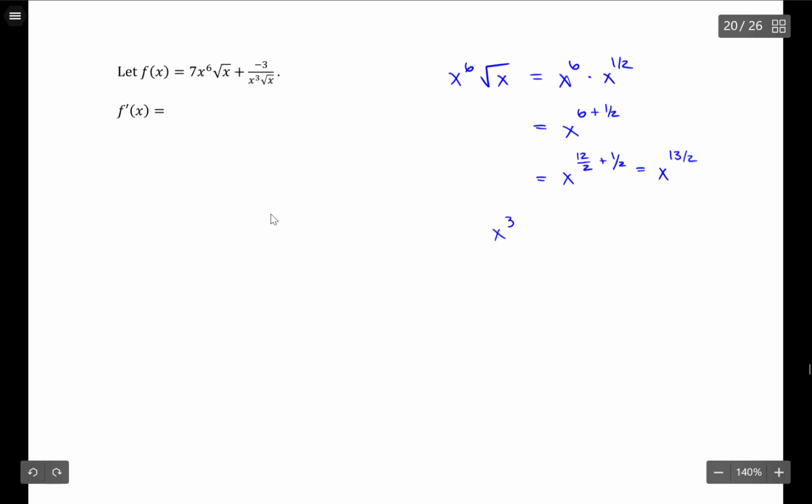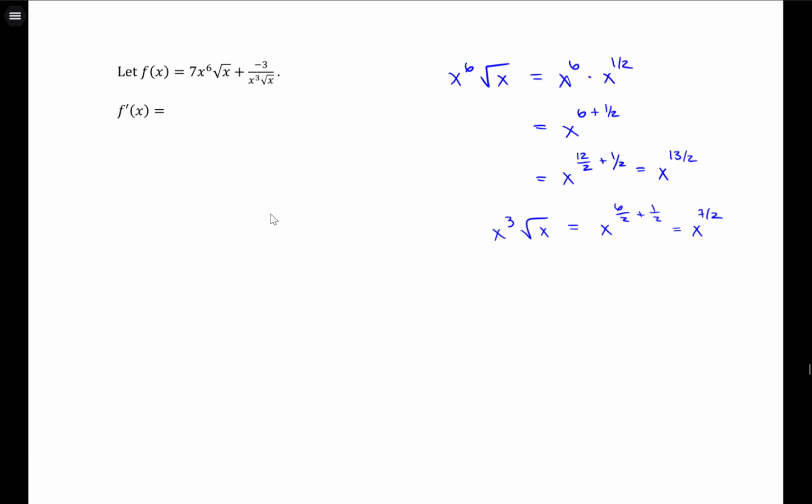The other one, x to the 3rd square root of x, will be similar. It'll be x to the, what I need to make this 6/2, then plus 1/2, so x to the 7/2.